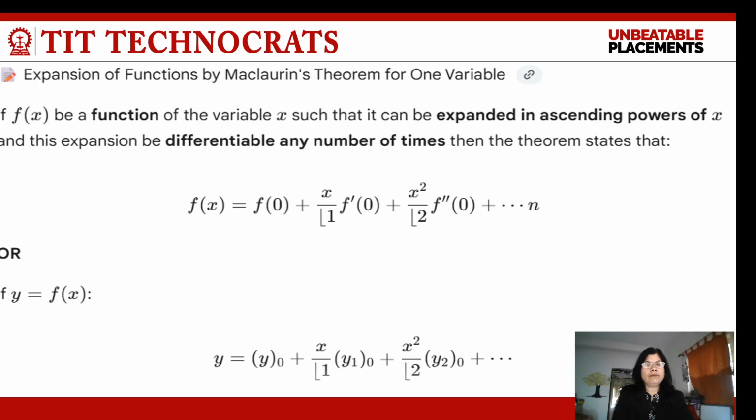Or if y is equal to f of x, then we can write y is equal to y over 0 plus x by factorial 1 y1 over 0 plus x square by factorial 2 y2 over 0 plus, and so on.